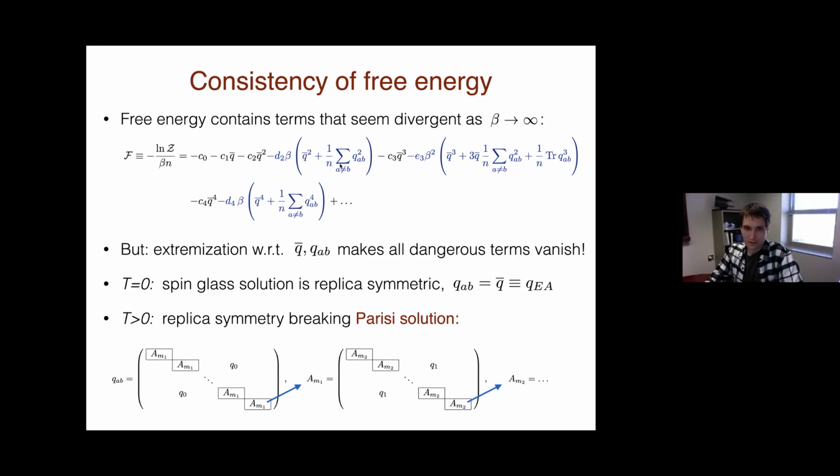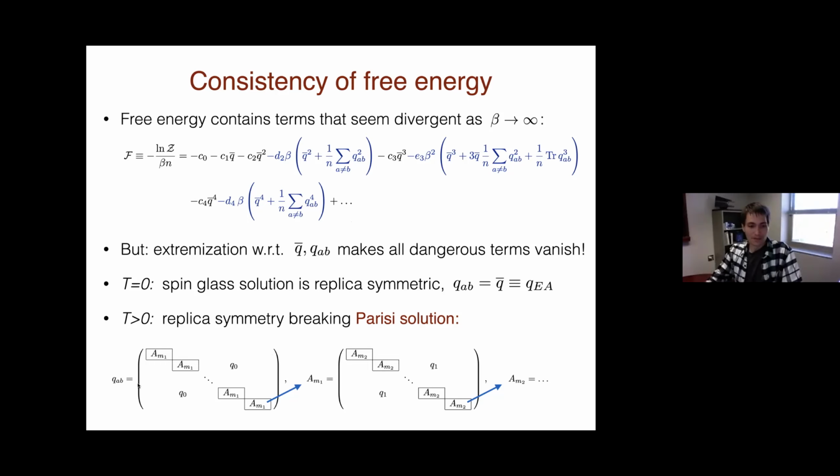What does that solution for these spin glass order parameters look like? At zero temperature, it's very simple. It's just all of them have the same constant value. That's again this order parameter, Edwards-Anderson order parameter. At finite temperature, it's a little bit more complicated. So then this QAB matrix has a particular structure that was discovered by Parisi. And this structure is precisely engineered such that it has the property that all these dangerous terms vanish.